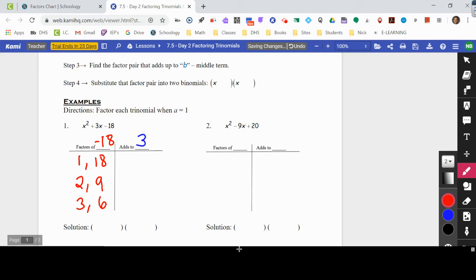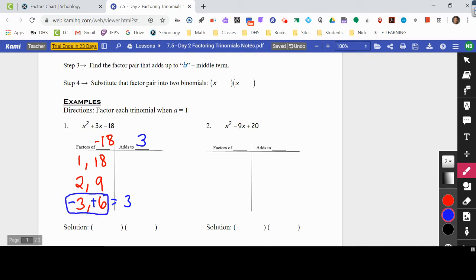Now that I have my 3 different pairs of factors, I have to figure out which one is going to be negative and which positive, and the combination has to add up to a positive 3. If I have a 1 and 18, there's no way I can get a positive 3. A 2 and a 9, I can't get to a positive 3. But with a 3 and a 6, I can. To get to a positive 3, my 3 has to be negative and my 6 needs to be positive, because a negative 3 plus 6 equals a positive 3, and that is what I need.